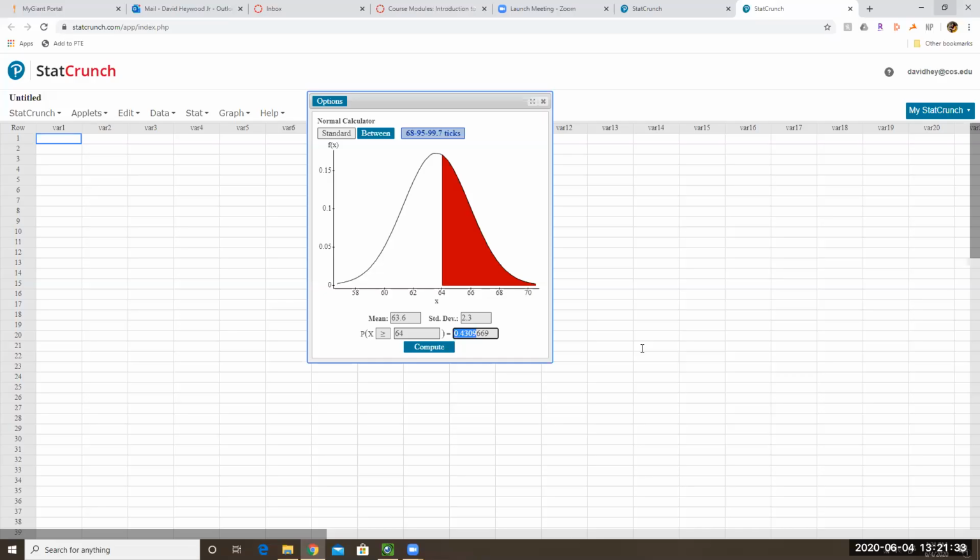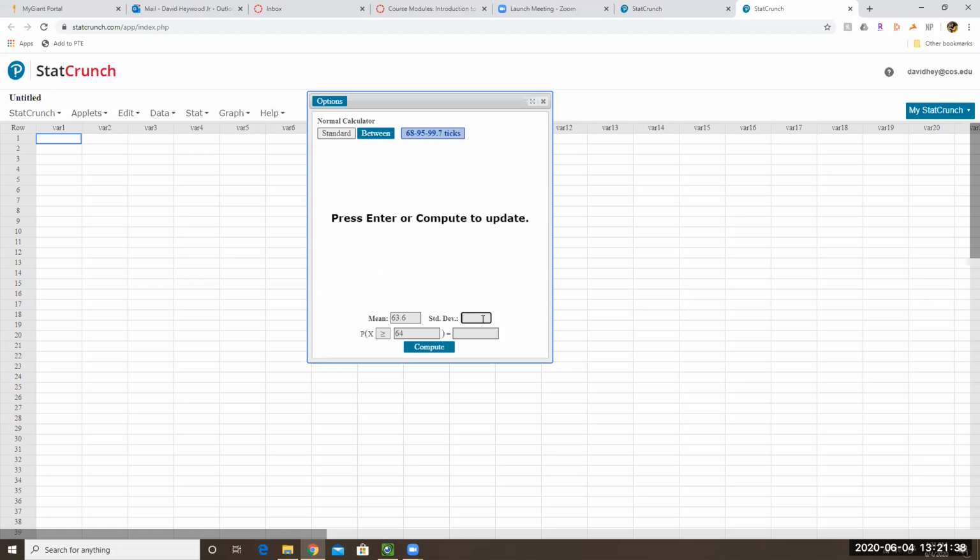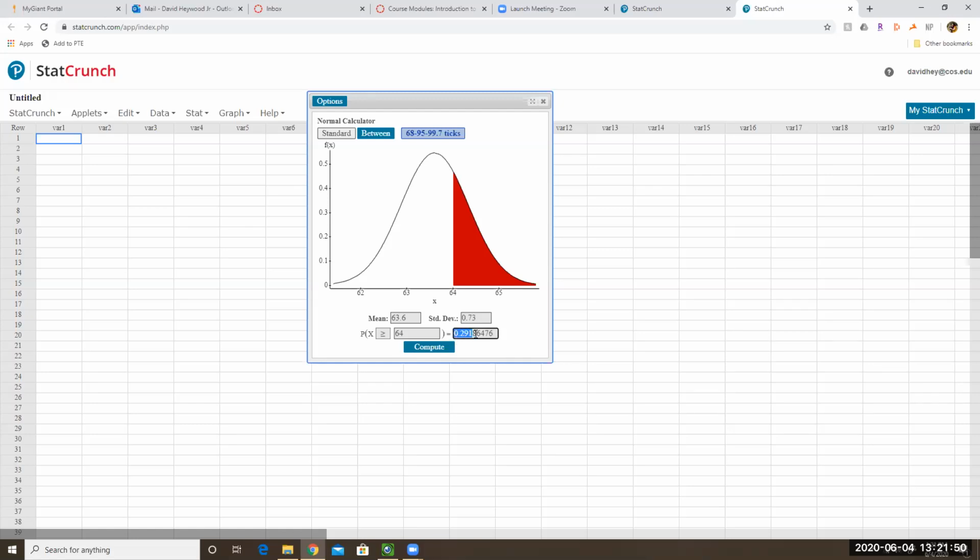So I'm going to change the standard deviation from 2.3 to 0.73. And then I'm still looking for the probability that x bar is greater than or equal to 64. So hit compute, and it decreased. I got 0.2919.